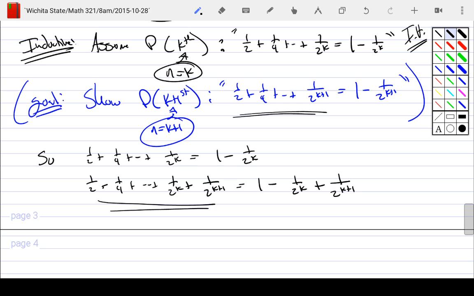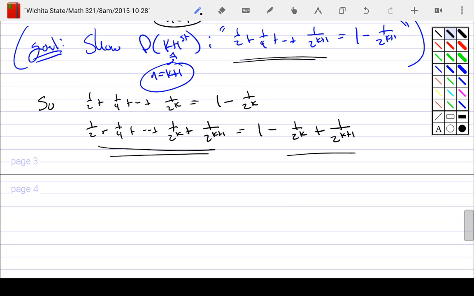My right is supposed to have two terms, 1 minus 1 over 2 to the k plus 1. What do I have? 1 minus 1 over 2 to the k plus a 1 over 2 to the k plus 1. Okay, how would you put those two fractions together? A common denominator. What's the common denominator? A 2 times 2 to the k, right, which is 2 to the k plus 1.